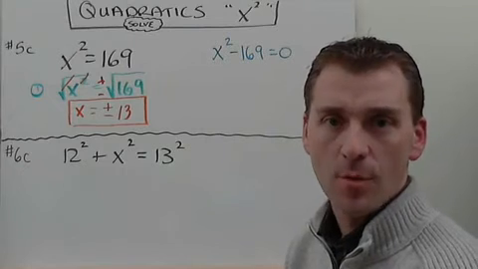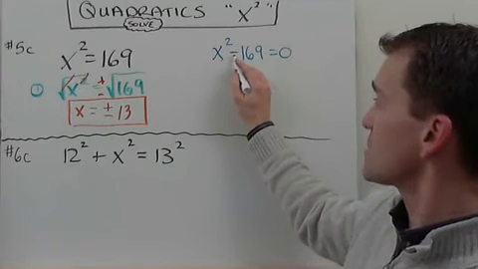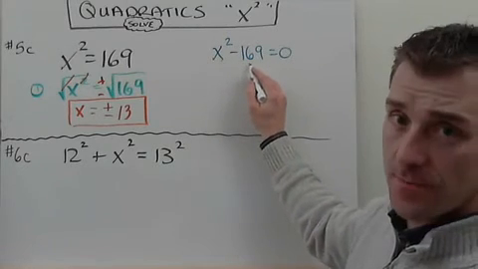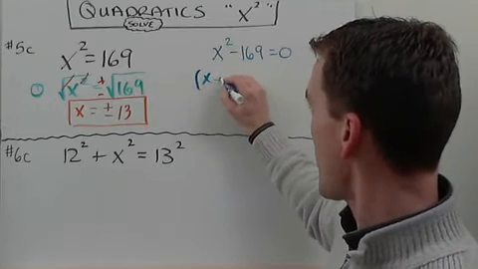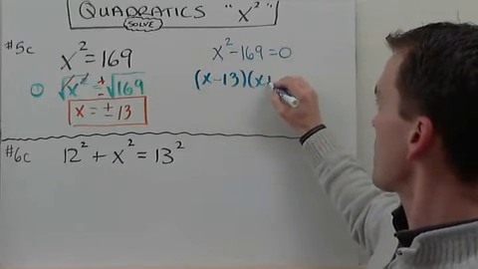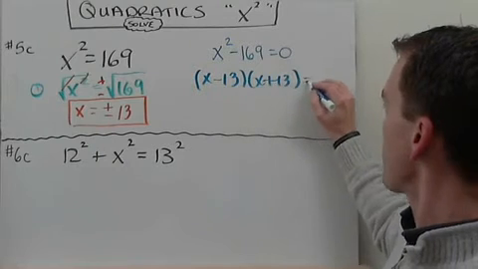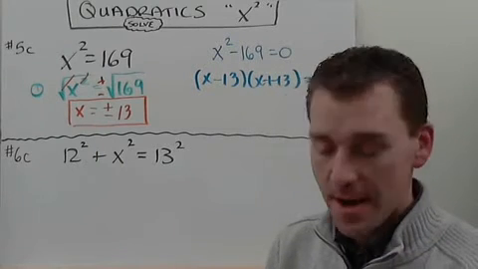Now, I don't know if you remember this from Algebra 1 or not, but that right there is the difference of two squares. And that factors into this: x minus 13, x plus 13. Ba-bam. And now what can you do?